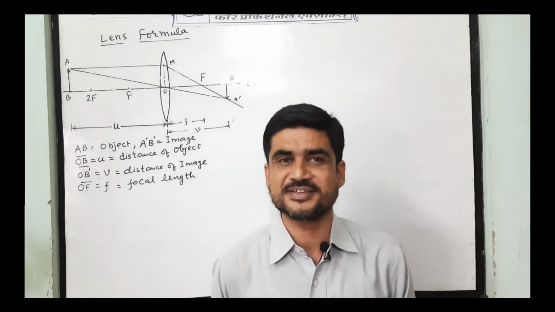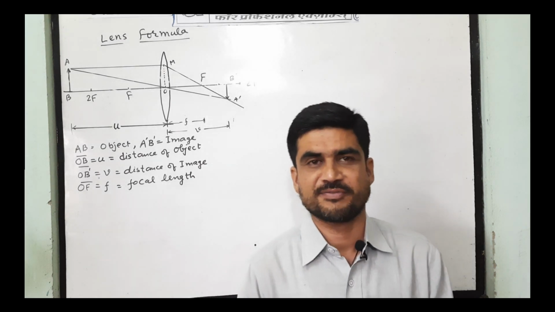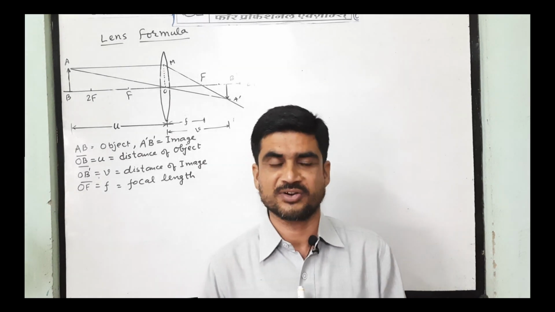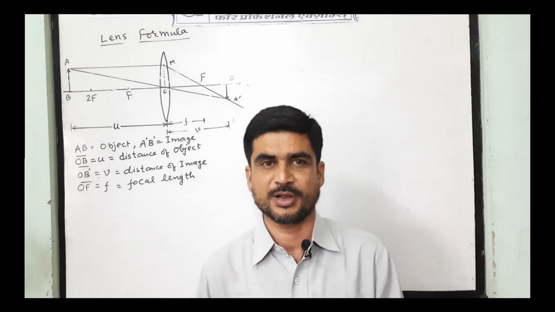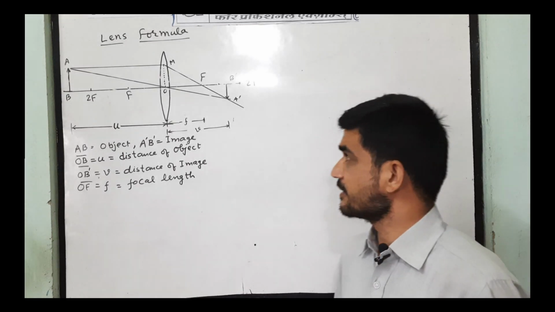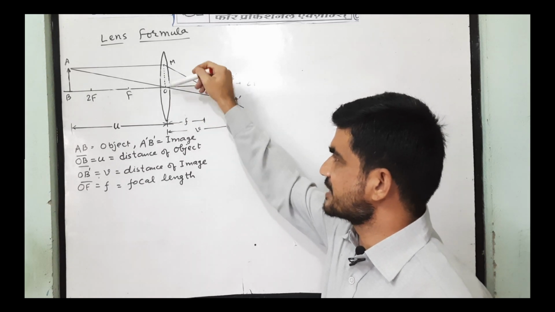Hello friends, in the last video we saw how images are formed using the convex lens and concave lens. Today we will see the lens formula. See here, we have one diagram. In that we have a convex lens.